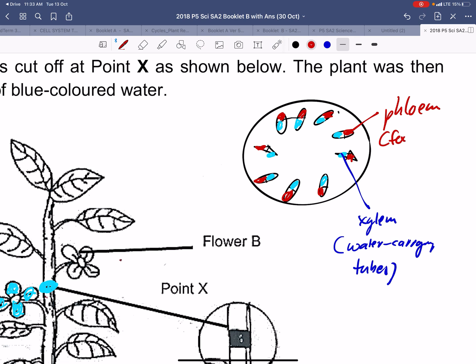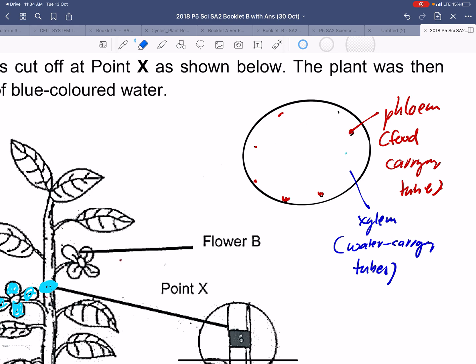Or food carrying. Now, what happened is at point X, you have to understand that they cut it so deep until both were removed. I don't know how much they cut, but basically this was all gone when they cut.